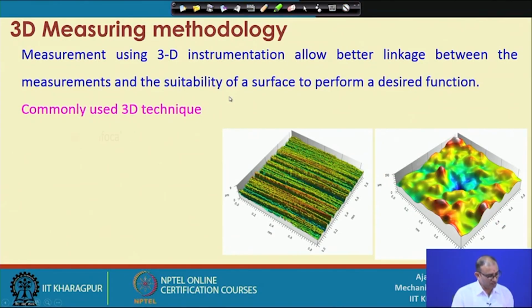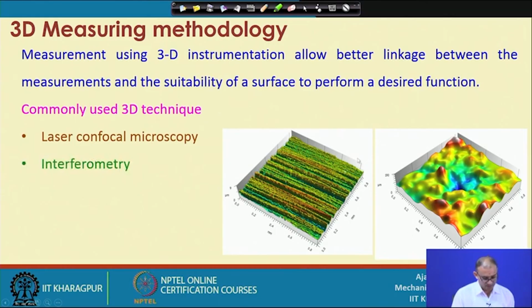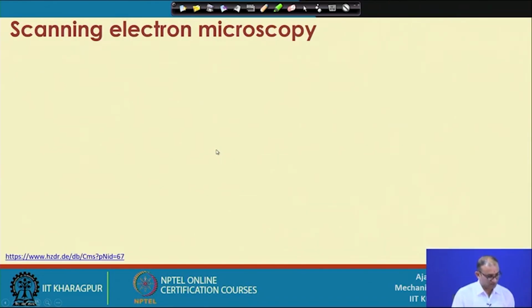What are the commonly used techniques? There are many techniques available. Right now, we are discussing a very commonly used one, that is laser confocal microscopy. You take the image at different heights, and then you combine all of them. Then there are interferometric based techniques, so these are measured by interferometry. Atomic force microscopy, which we discussed in the last slide.